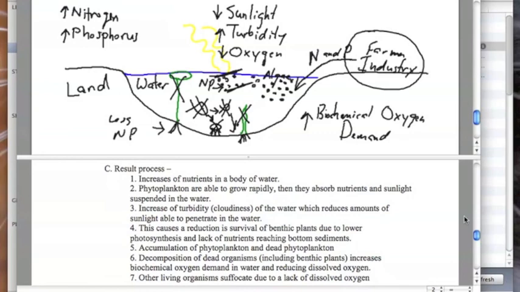Overall, again, think back to these original questions that we looked at the beginning. How is eutrophication happening, and what are some of the consequences of it?